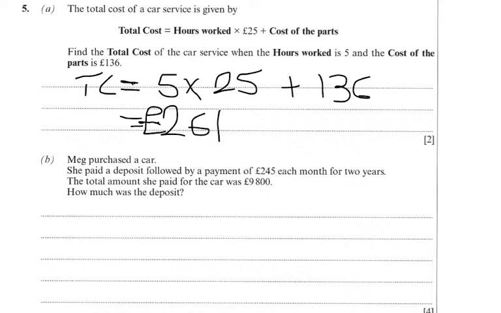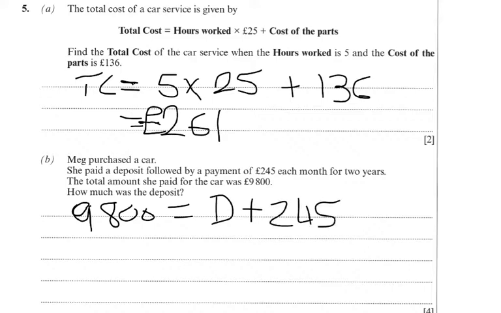Part B, we're told that Meg paid a deposit for a car, followed by £240 each month for 2 years. Total amount she paid was that. So we know that she paid a total of 9,800, and that was made up of a deposit, D, plus 245, each month for 2 years. Well, that would be 24 months.